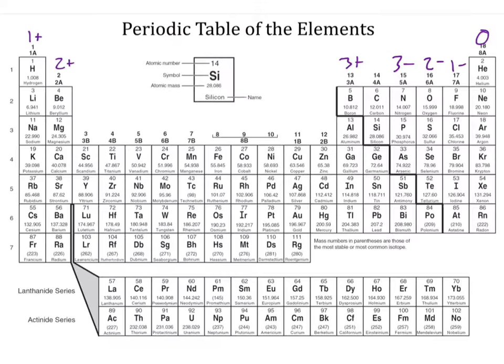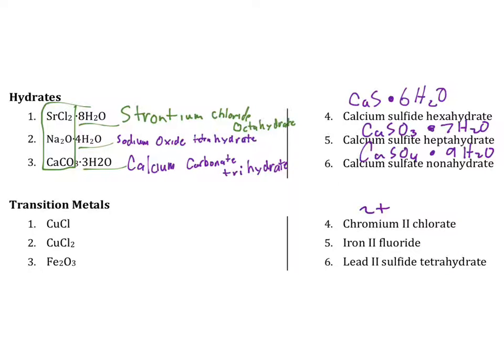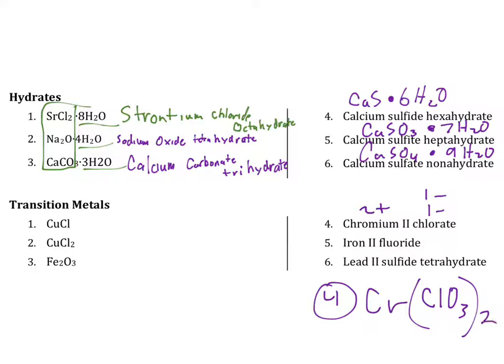It is a 1 minus charge. And so what we will end up with is a 1 to 2 ratio. So it's going to be Cr, and then chlorate is ClO3, so you have to put the 3 there. But we don't have 1 chlorate, we have 2 chlorates. And so we put it in parentheses and put a 2 there to represent that there's 2 ClO3s.